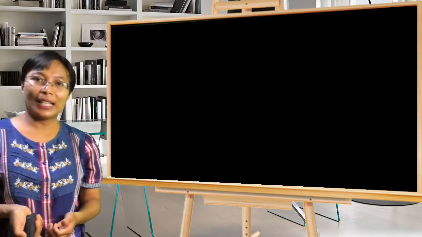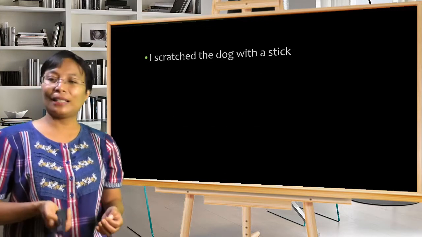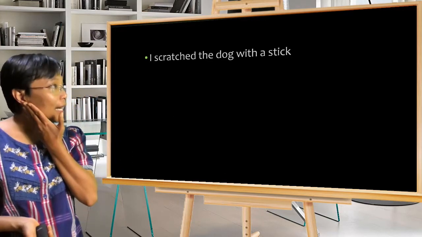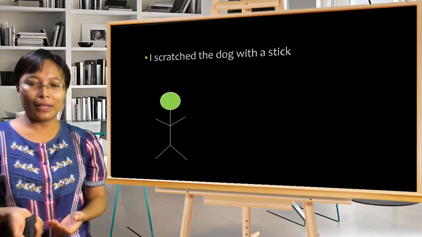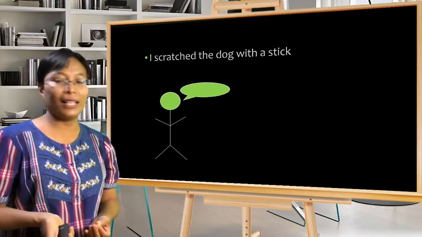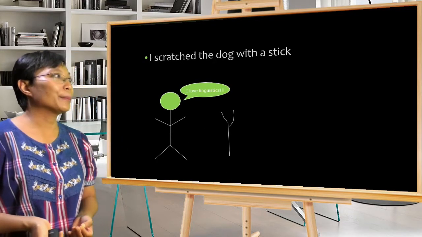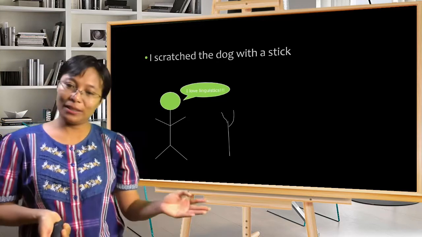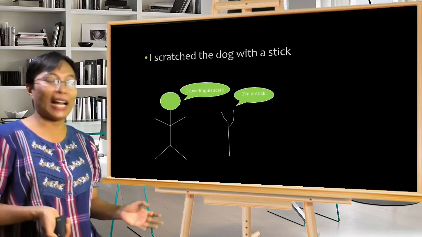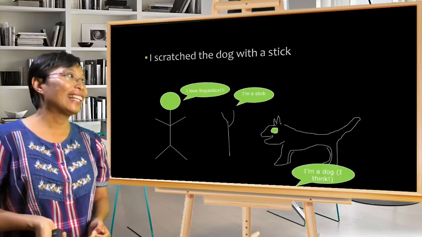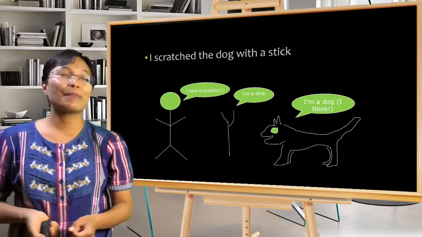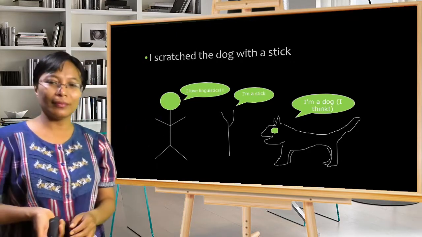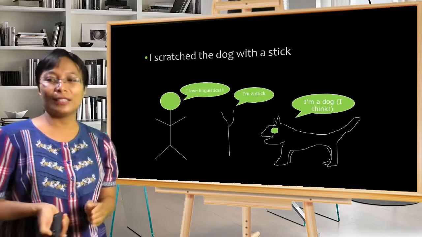Next, talking about the structure of sentences, let us try to analyze the sentence "I scratched the dog with a stick." There are some elements there. This is I, the person. And then here is a stick, and this is a dog. So there are three things there. How can we analyze it? How can we group the constituents?